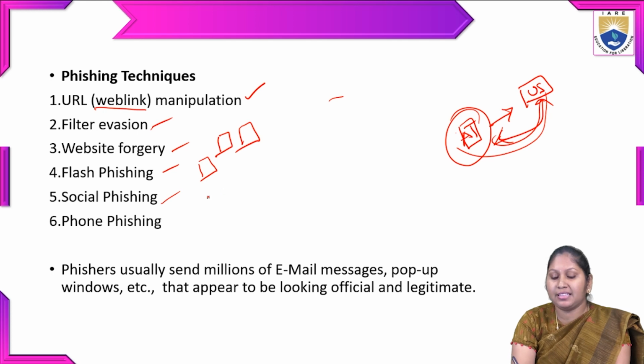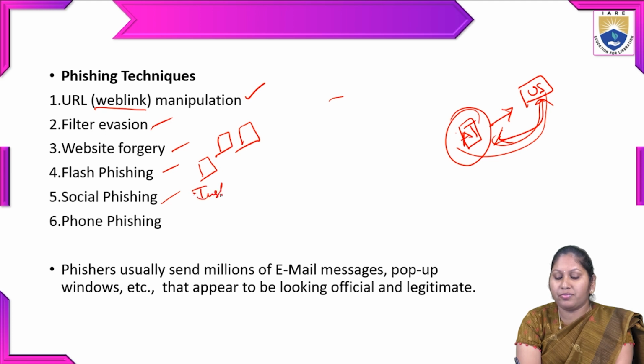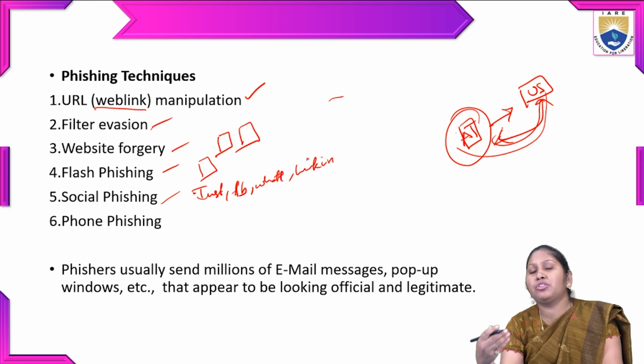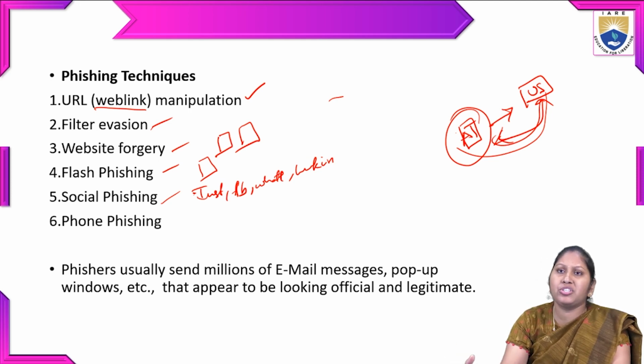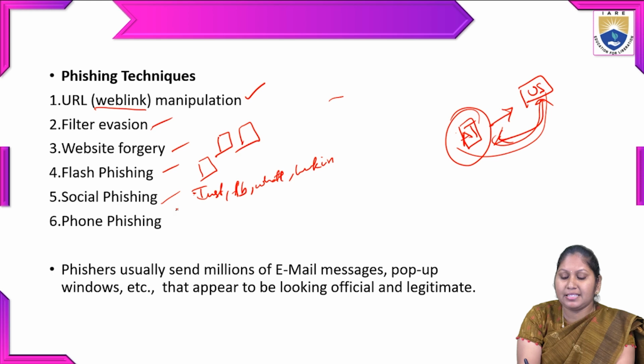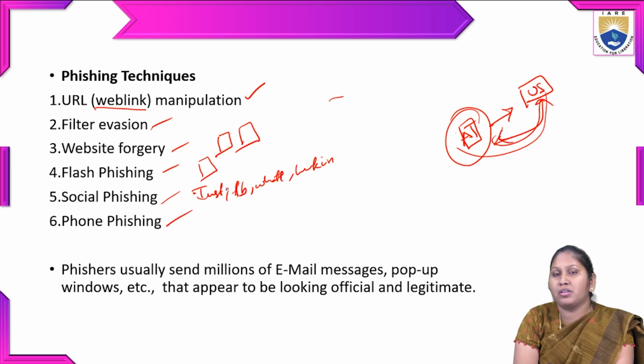And social phishing. It is like phishing through Instagram, Facebook, WhatsApp and LinkedIn. So phishing through social engineering. They will create so many social accounts and try to communicate with the other person to track the information or send some malicious content to that particular account. So it is nothing but social phishing. Next one, phone phishing. It is the same as social phishing, but it is through the mobile phone.